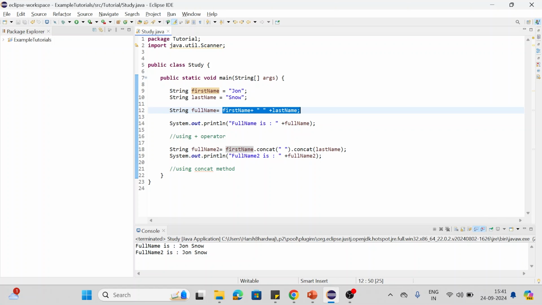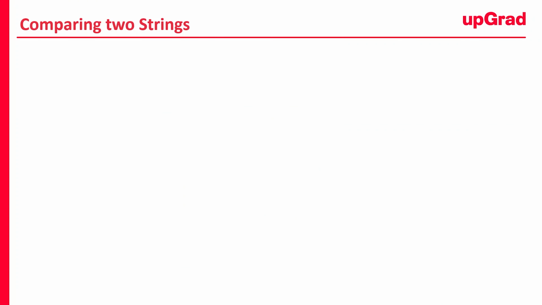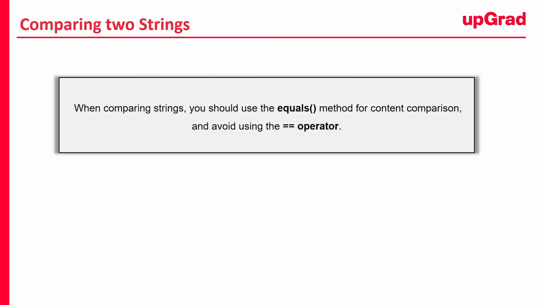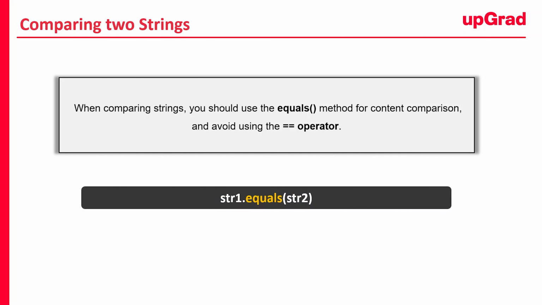Now coming to the next operation, which is comparing two strings. When comparing strings in Java, you have to be careful. You should use the equals method for content comparison and avoid using the equal to operator, as it checks for reference equality. So this is the syntax of the equals method where we want to actually compare two strings. Now let's do an example where I'll show you the difference between the equal to operator and the equals method.